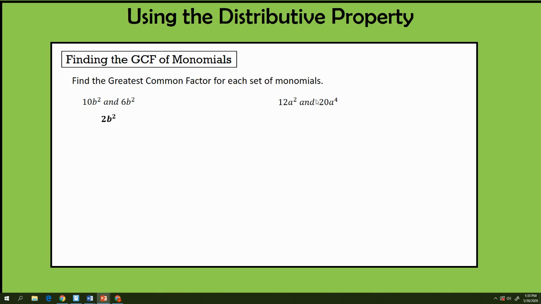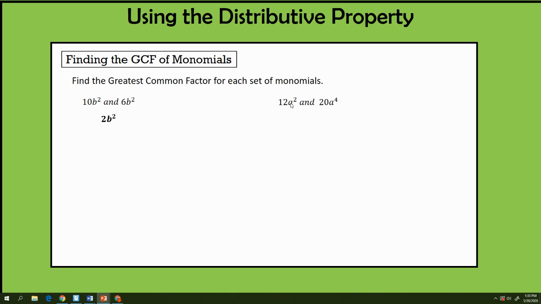I know they can both be divided by a 2, but is there a bigger number that can divide them both? Well, the answer is yeah. They can both be divided by a 4. Okay, 4 is the greatest common factor. 2 is a common factor, but you got to get the biggest. All right, so 4 will divide each of these evenly, so that's your number part.